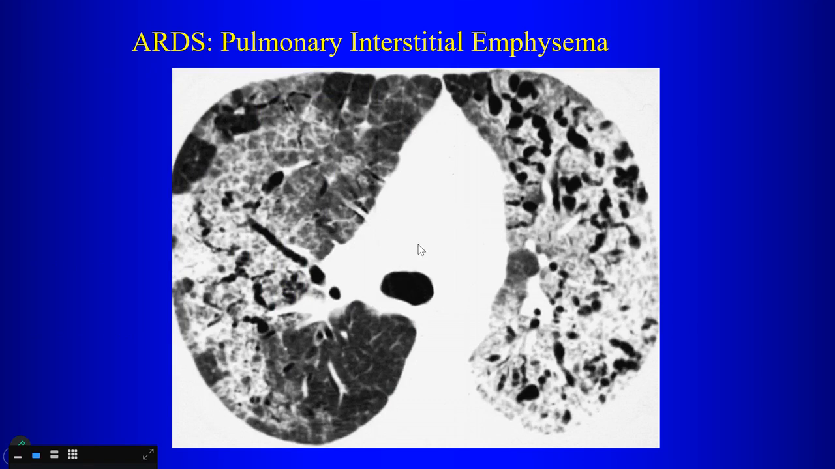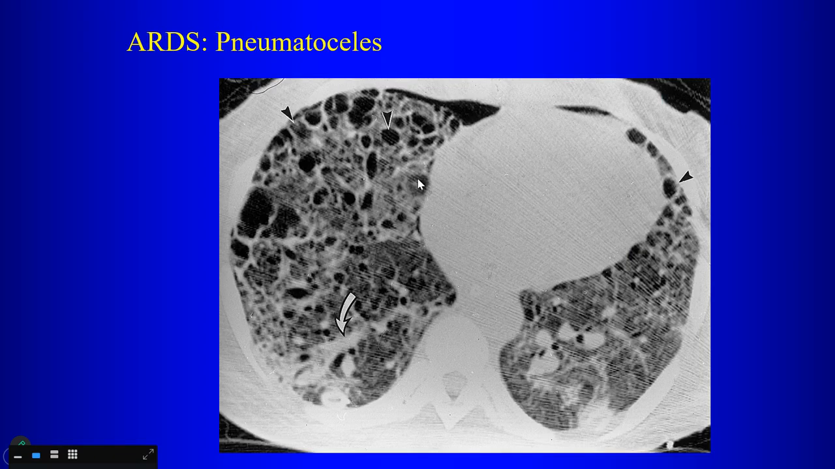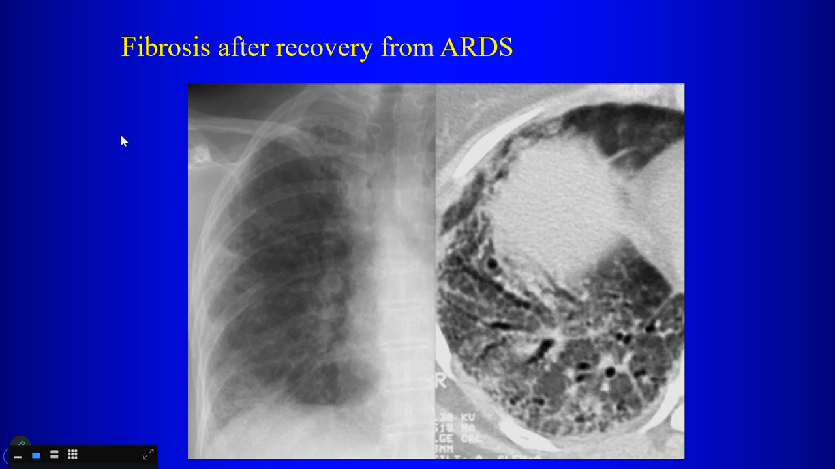Pulmonary interstitial emphysema is when the air dissects from barotrauma into the interstitium, and it can give you these irregular collections of air within the interstitium. So that's pulmonary interstitial emphysema. Pneumatoceles also represent dissection of air into the interstitium, but this forms these round, thin-walled collections of air within the interstitium. So those are pneumatoceles that can also occur as a complication of barotrauma.